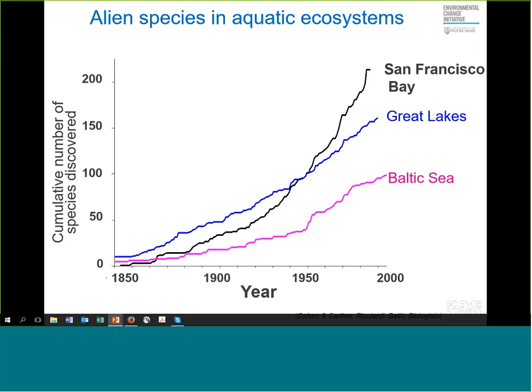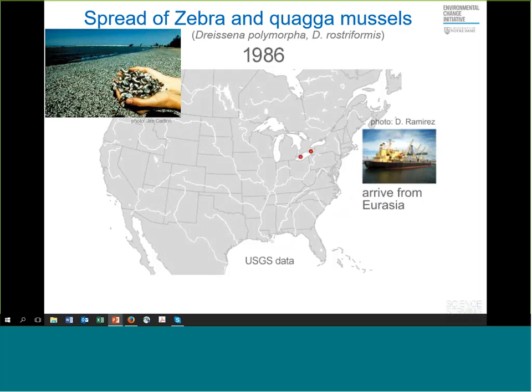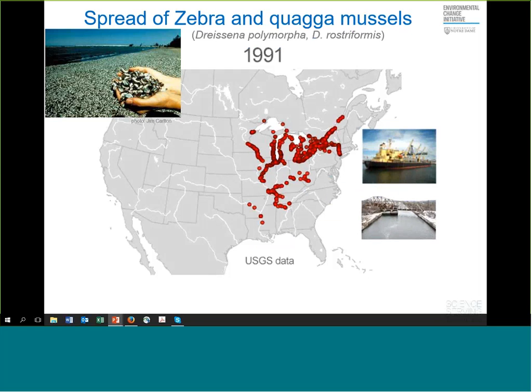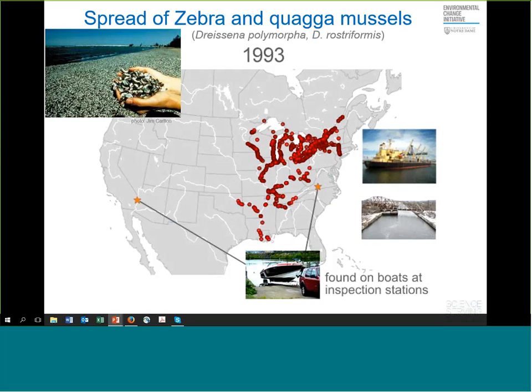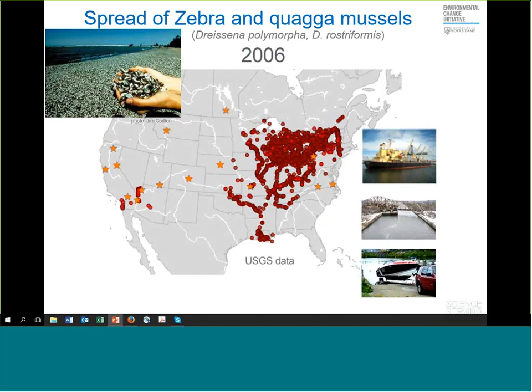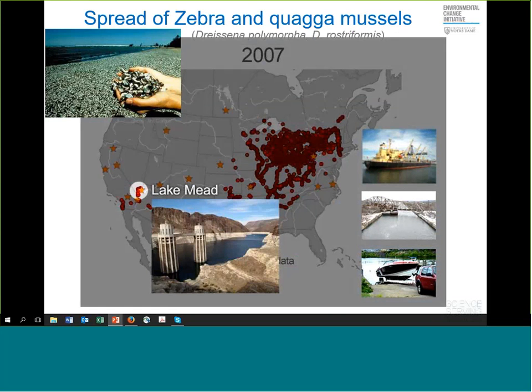My point in showing you this is to illustrate the incredible dispersal capabilities of organisms, both natural, but the examples I'm showing you reflect largely anthropogenic dispersal. I'll drive that home with this animation. If you look at the top, you'll see a time series, a year, and what you're looking at is the spread of two closely related species of mussel from Eurasia that arrived in the Great Lakes by ship, escaped through canals, and started to spread across the country on boats. We published a paper highlighting Lake Mead as a high probability site of initial invasion in the West. Indeed, that came to pass.